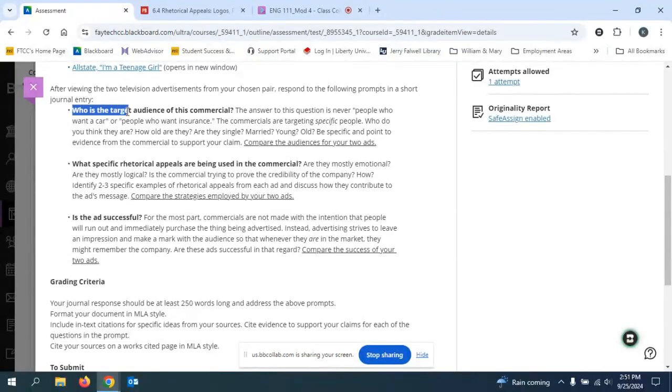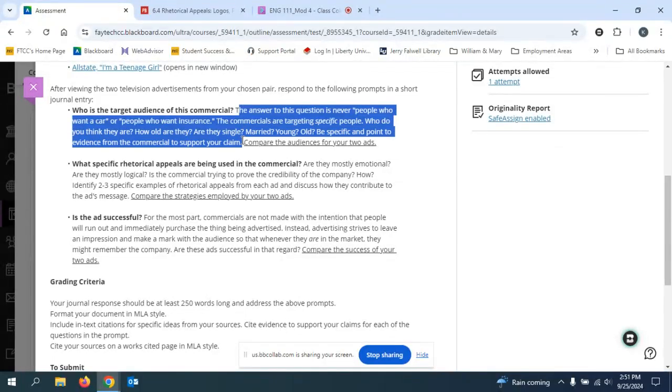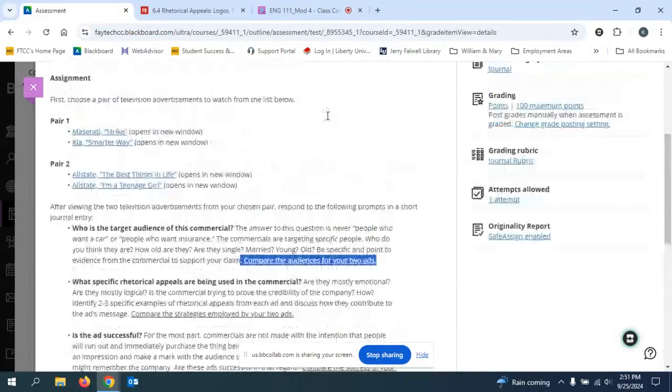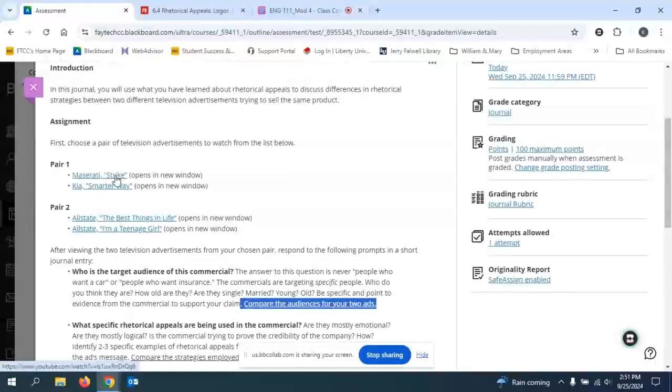Okay, so your first paragraph is going to be about who the target audience is. You should already be familiar with this, or at least a little bit based on what we did last week. There are some specific guiding questions to help you think about this. And what you're going to do that's really important is you need to compare the audiences for your 2 ads. So that means comparing the audience for the Maserati or the Kia commercial, or comparing the audience for the Best Things in Life or I'm a Teenage Girl commercial.